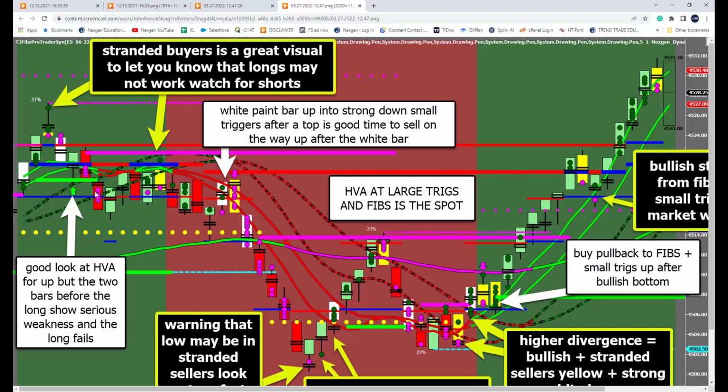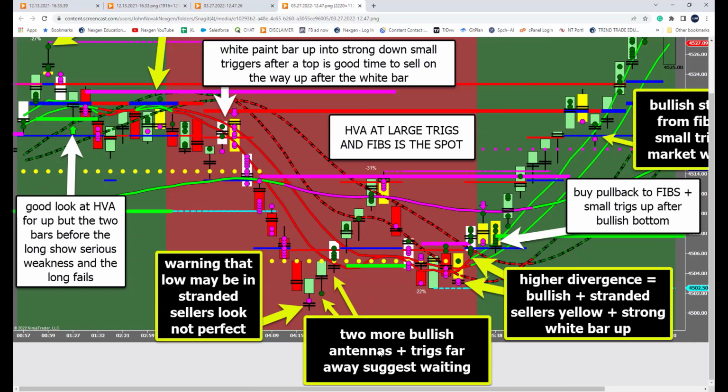Again, we don't look for longs when the price bars are below all of our triggers. We might look for shorts, but we're not looking for longs. And if the triggers are rolling and we're totally below our small triggers on the 13 chart going down, guess what? White paint bar up, into a fib, short, usually pretty good. At the bottom, look at the multiple bullish bars going up. So you have 1, 2, 3 in a row, antenna, stranded buyers, antenna, white bar. You might want to wait a second.